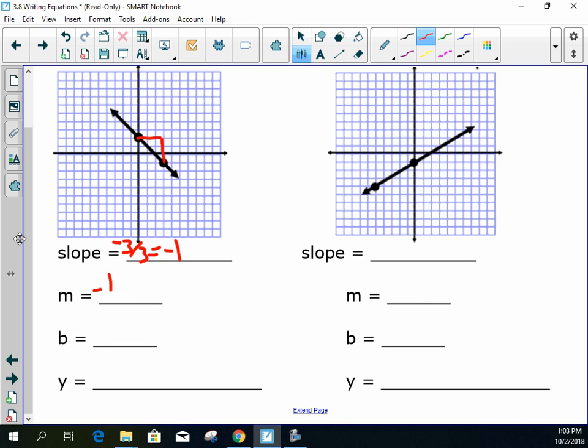What is my y-intercept? 2. So now I have y equals blank x blank. My slope is negative 1. My y-intercept is 2. Bam, I'm done. Easy, easy, lemon squeezy.